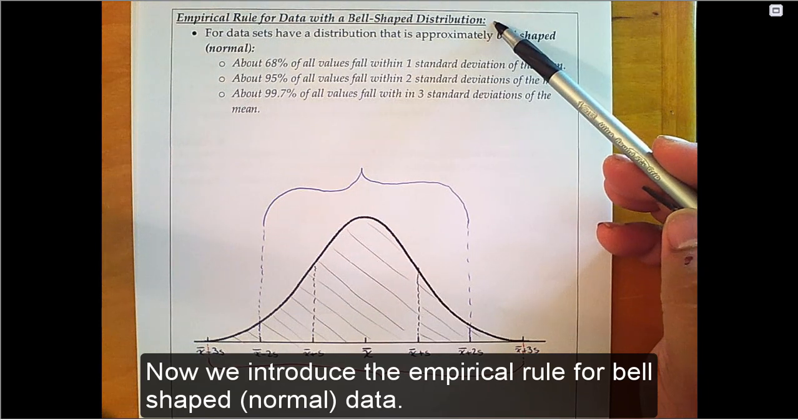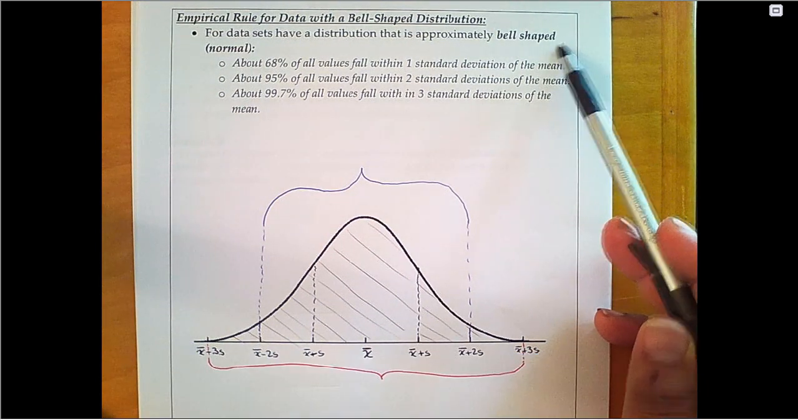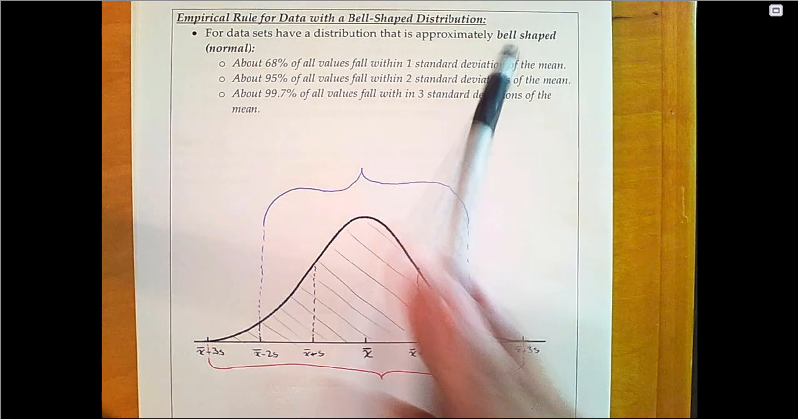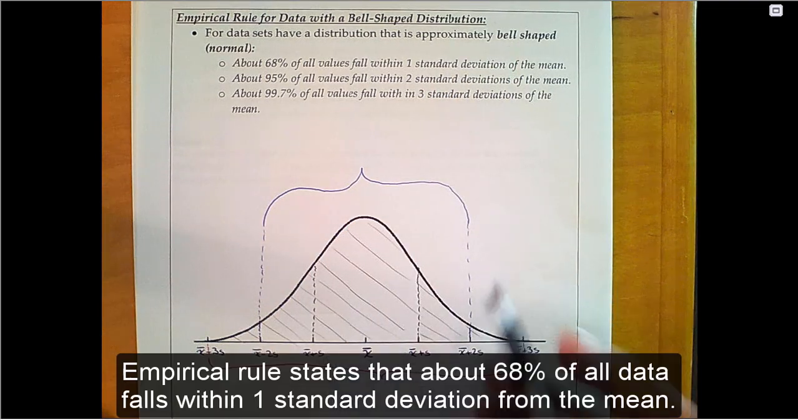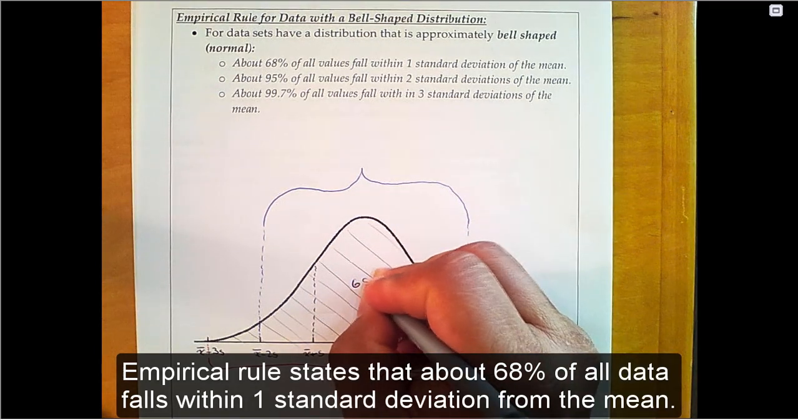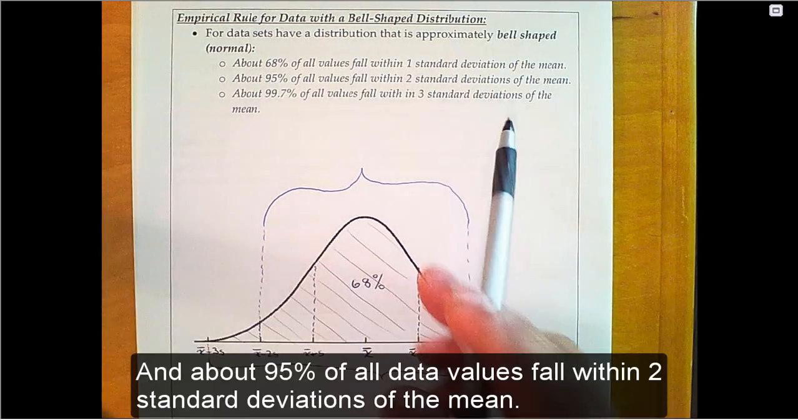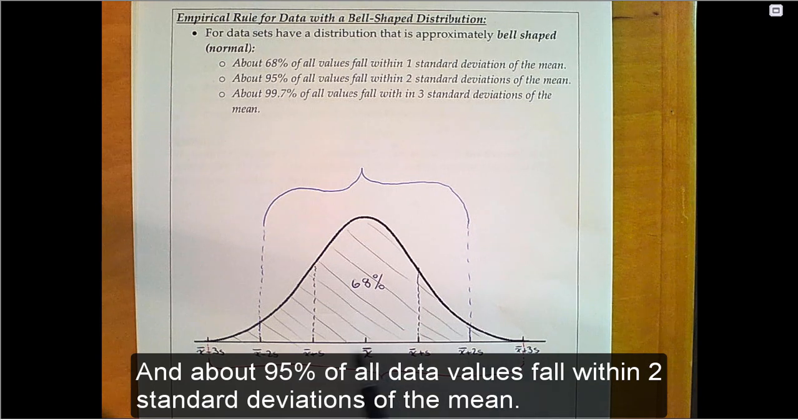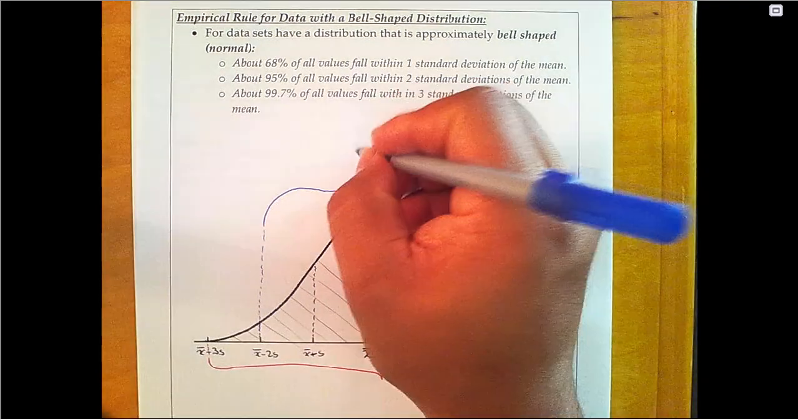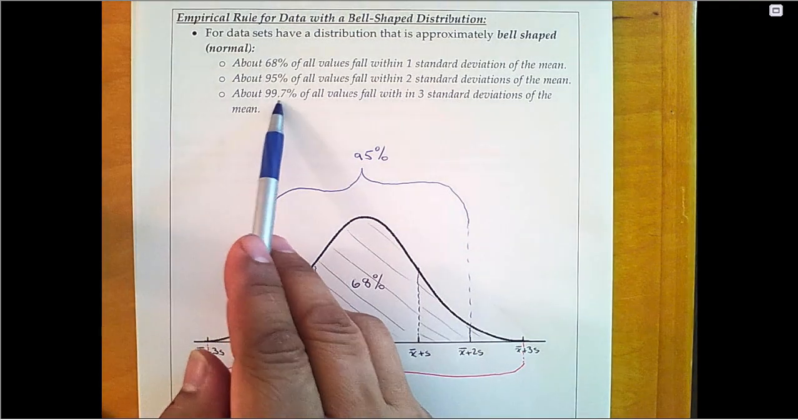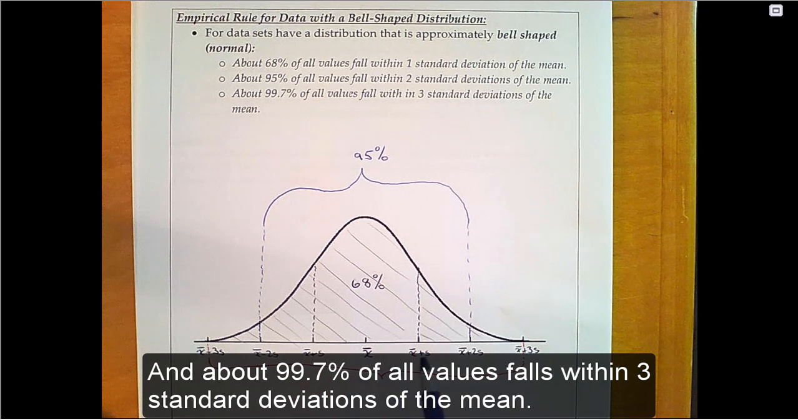Now we introduce the empirical rule for bell-shaped normal data. Empirical rule states that about 68% of all data falls within one standard deviation from the mean, and about 95% of all data falls within 2 standard deviations of the mean. And about 99.7% of all values falls within 3 standard deviations of the mean.